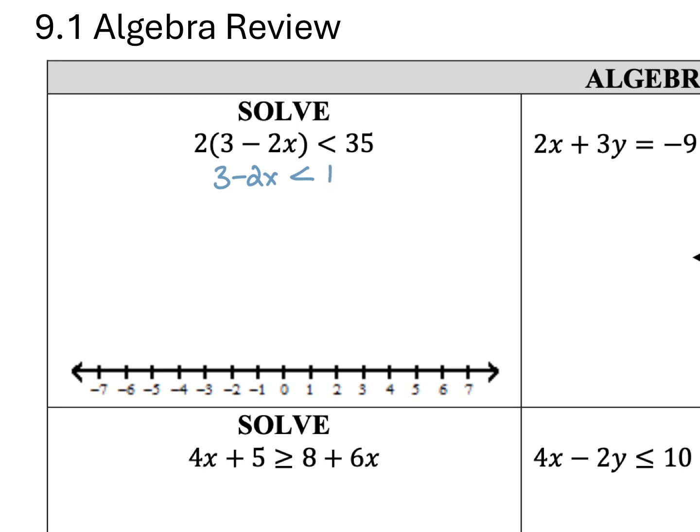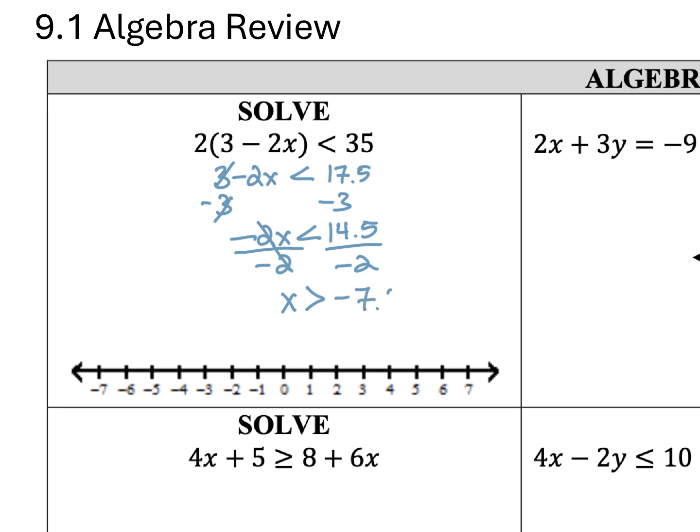And I get 17.5. I'm going to subtract 3 from both sides. Negative 2x, 14.5, and then lastly, I'm going to divide by this negative 2. Now, whenever you're dividing by a negative, I have to flip the sign. So this is now going to be x is greater than negative 7.25.